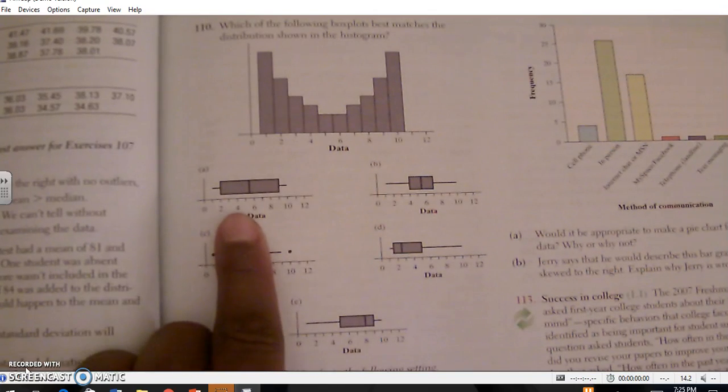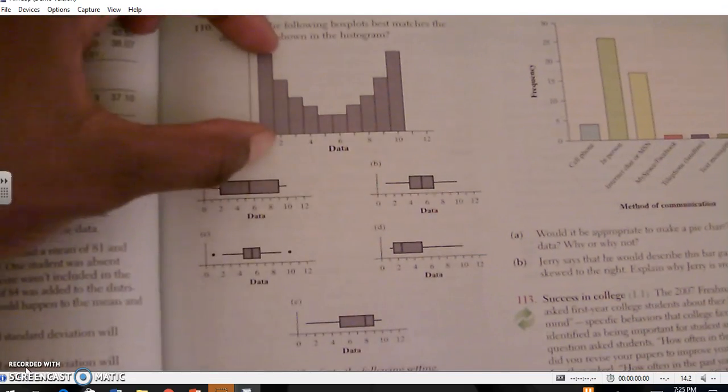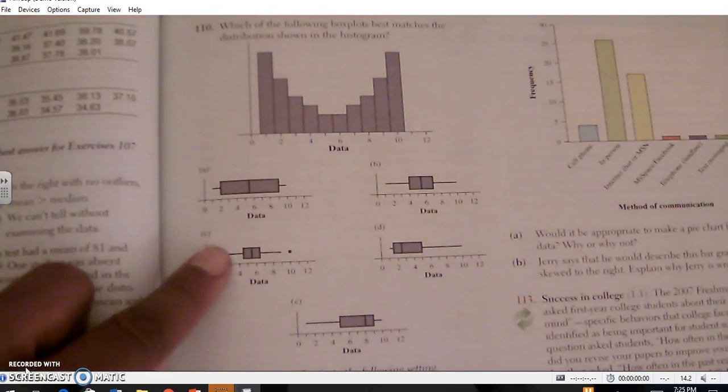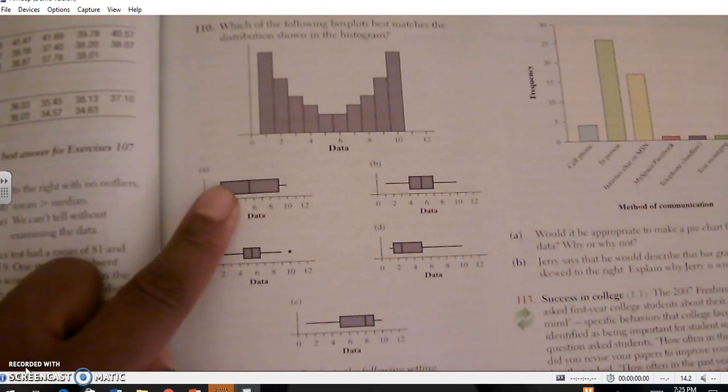This one could work, but if you remember, within this box, you have 50% of your data. This is a very small box from about 4 to 7. And we wouldn't say that 50% of my data is between 4 and 7 right here. But if we look at this from about 2 to 9, you might say that you have 50% of your data, with these tails being so high in frequency. So our answer choice would be A.